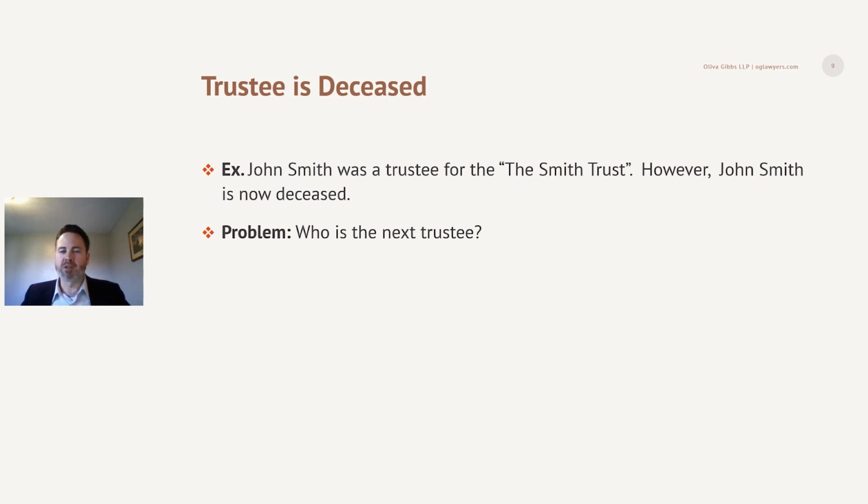So in this example, John Smith was the trustee for the Smith Trust. However, John Smith has since passed away. So we should attempt to determine the identity of a surviving co-trustee, a successor trustee, or a replacement trustee.